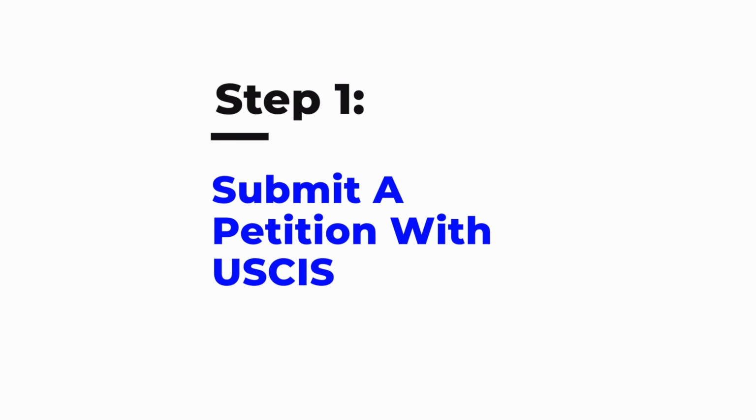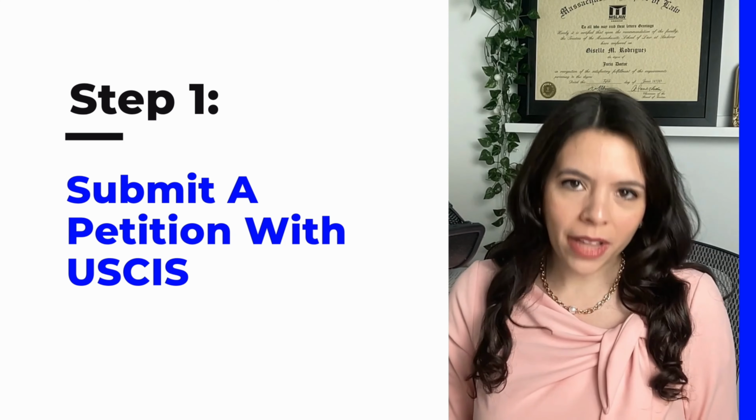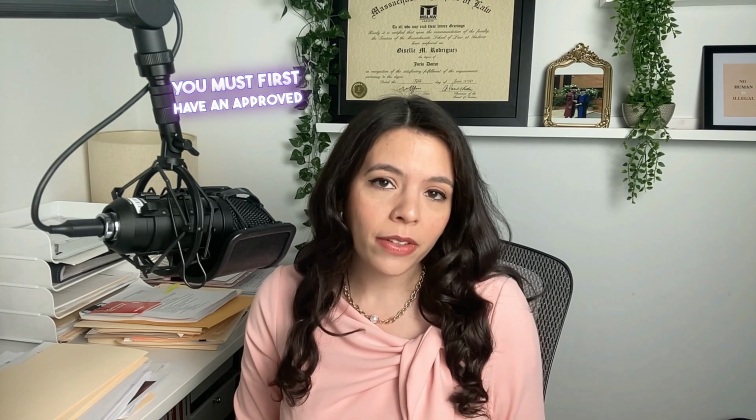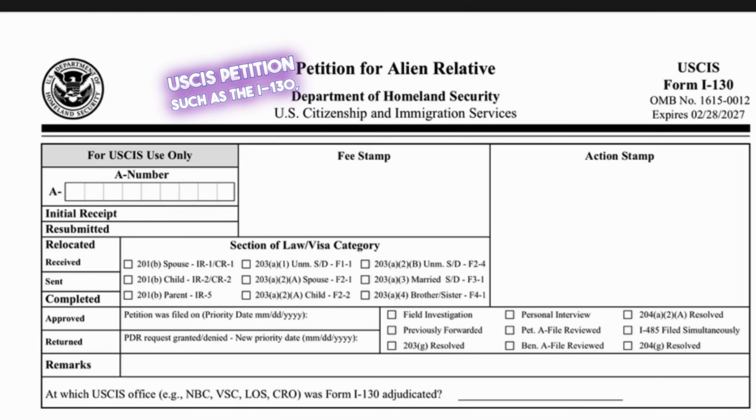Step 1. Submit a petition with USCIS. To apply for an immigrant visa at an embassy or consulate abroad, you must first have an approved USCIS petition, such as the I-130, the I-140, and so on. When completing your petition, it's important to accurately indicate if you're applying for adjustment of status or through an embassy or consulate abroad, and the application will actually have a section where you can write in the location of that embassy or consulate.